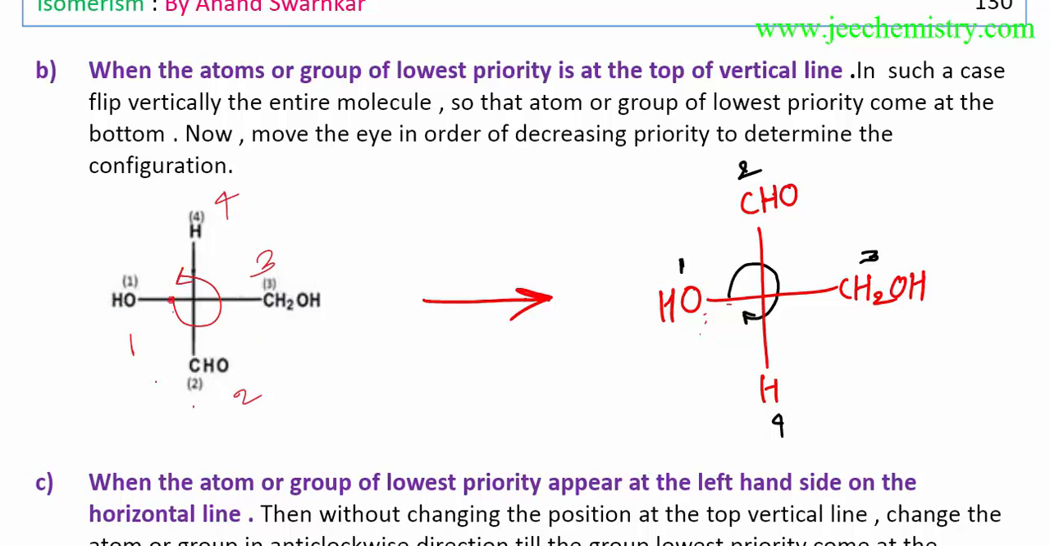This R and S nomenclature, this is an anti-clockwise direction. The answer will be S, but H is not in the lowest position. For the lowest priority group not in the lowest position, that's why S will be wrong. The correct answer will be R. We have to reverse the answer if H is not in the lowest position. Now with the 1, 2, 3 positions, the answer will be R.